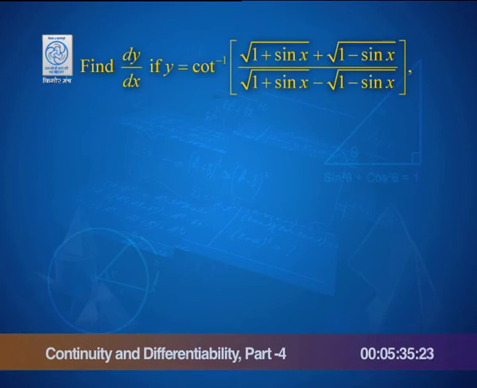Find dy by dx if y is equal to cot inverse of root 1 plus sin x plus root 1 minus sin x by root of 1 plus sin x minus root of 1 minus sin x, where x is between 0 and pi by 2.